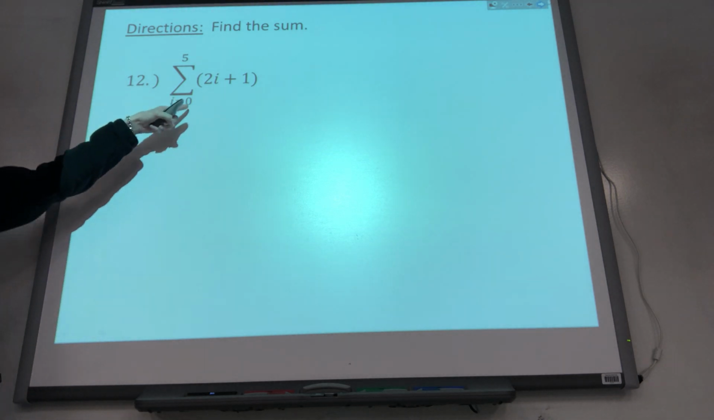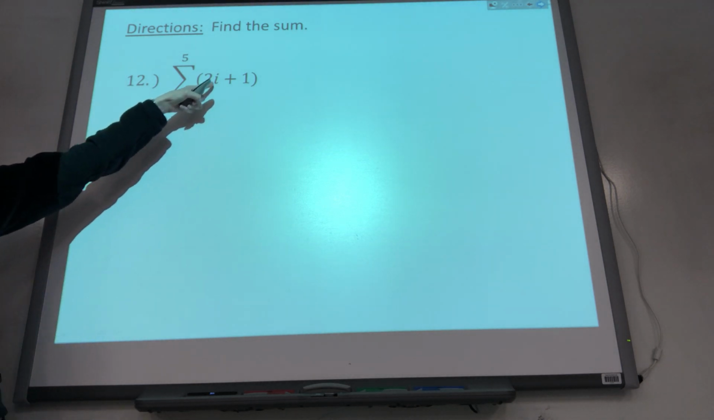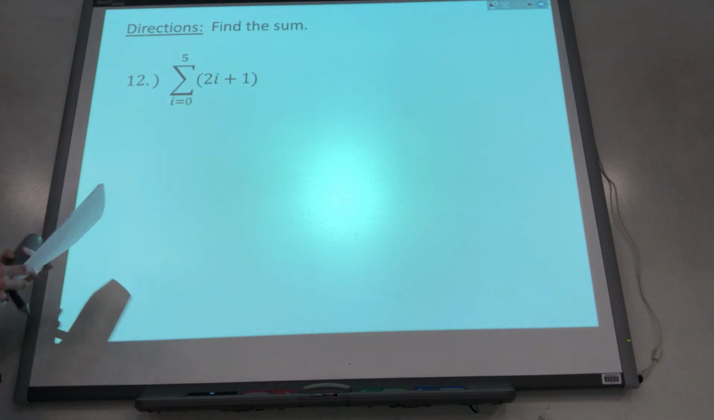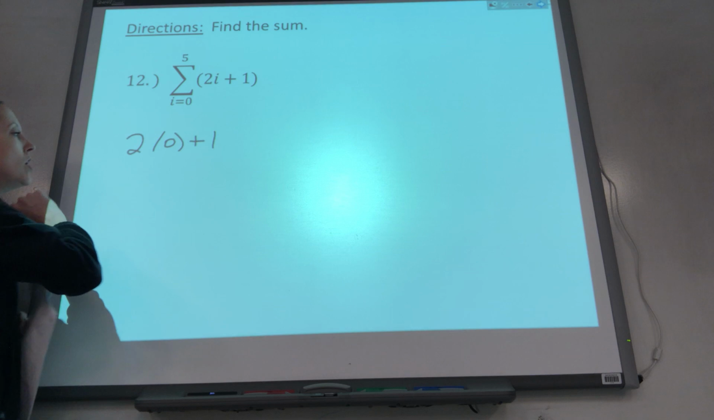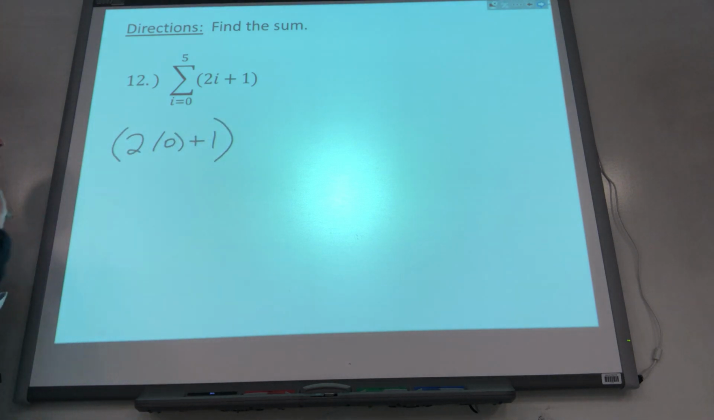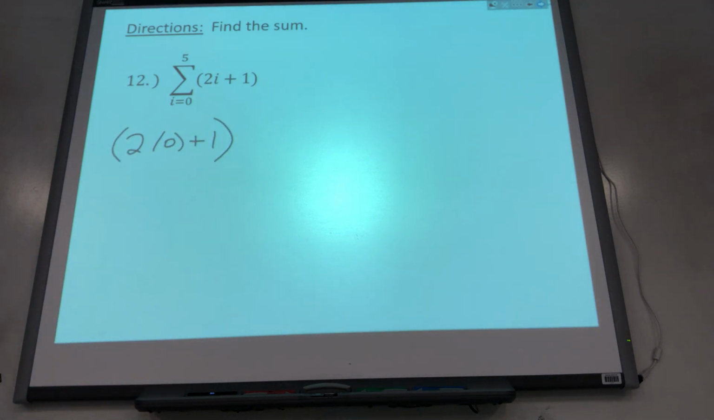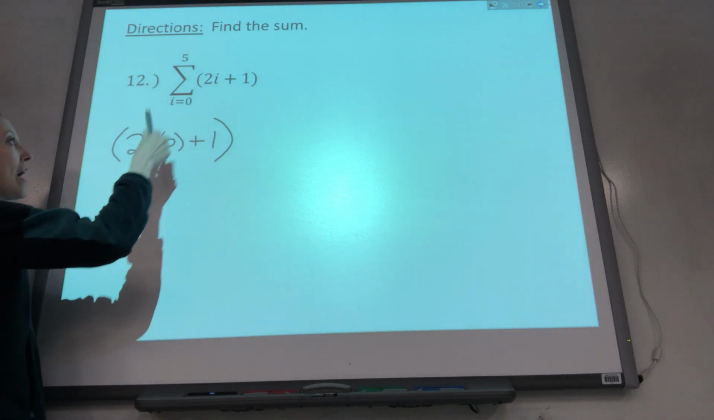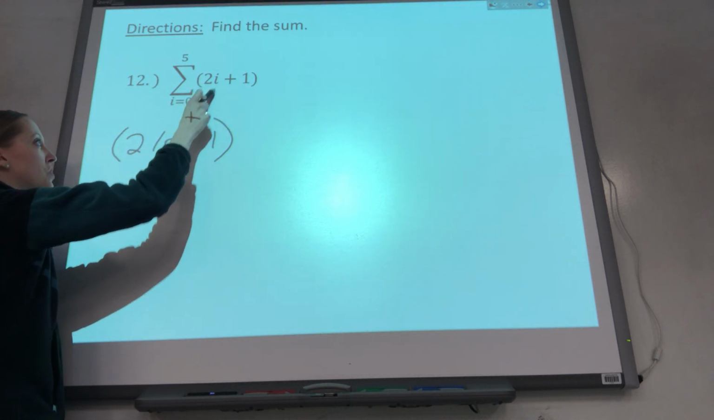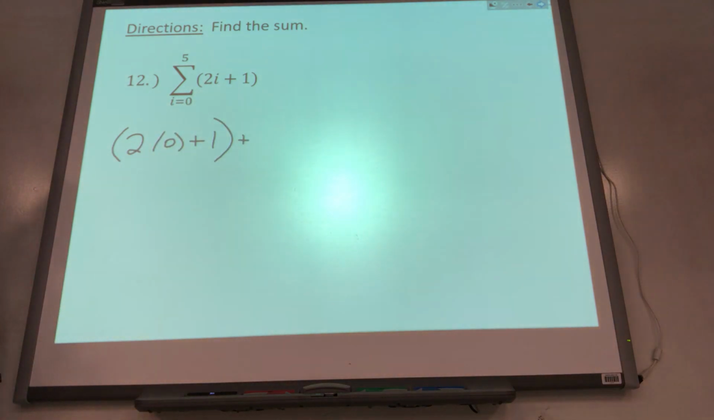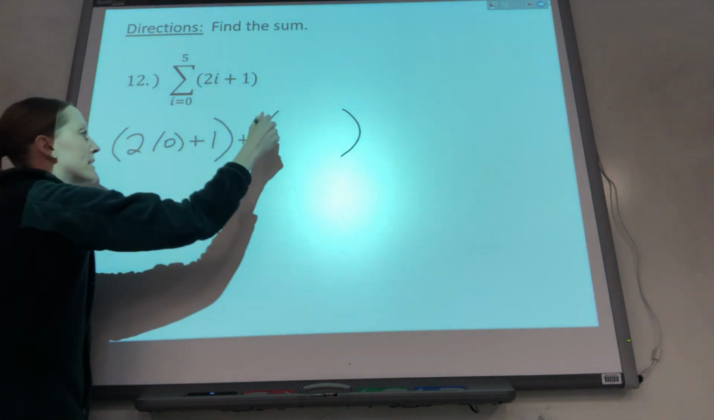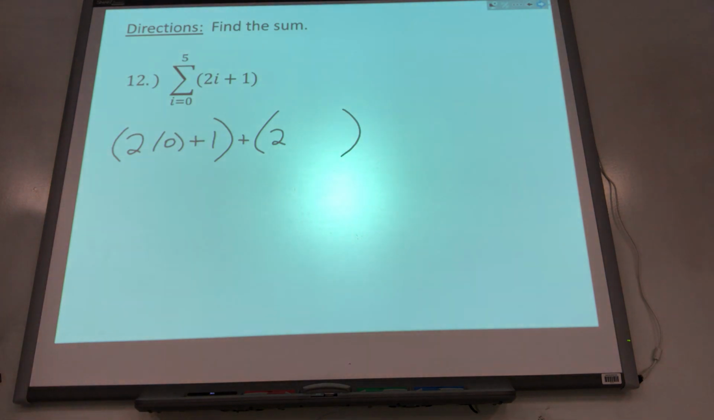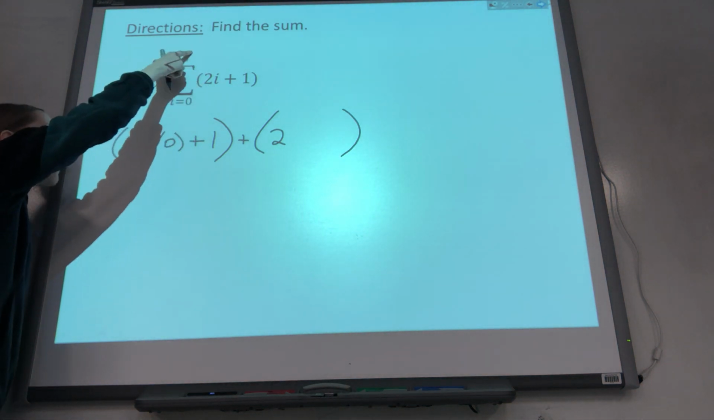Basically, this number down here at the bottom is what you plug in first. So I'm going to be taking 2 times 0 plus 1. I'm going to maybe put that in parentheses so you can see it better. That is just this expression with the 0 plugged in. I have to add to that the same expression, but with every other number after 0 up to 5.